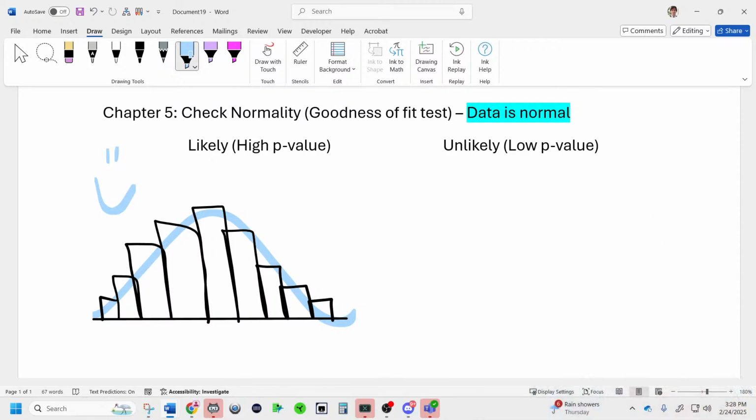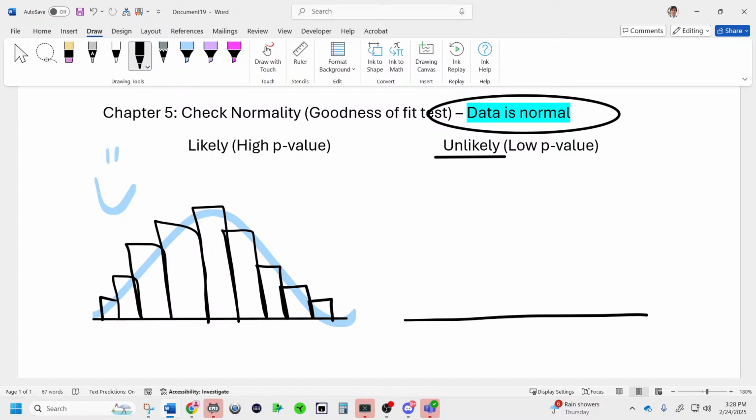Now, if you go over here to the unlikely result, remember, we're assuming the data is normal. So if the data is normal, what would be unlikely to see? What would be unlikely to see if the data is normal would be something more like this.